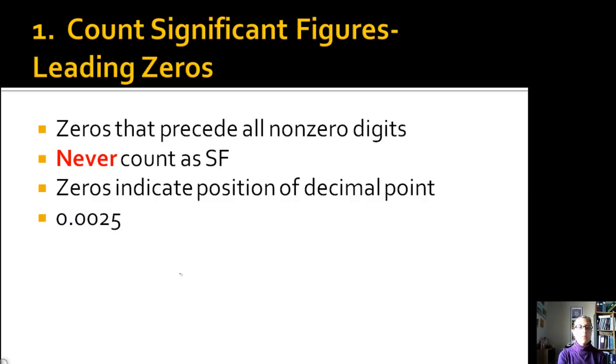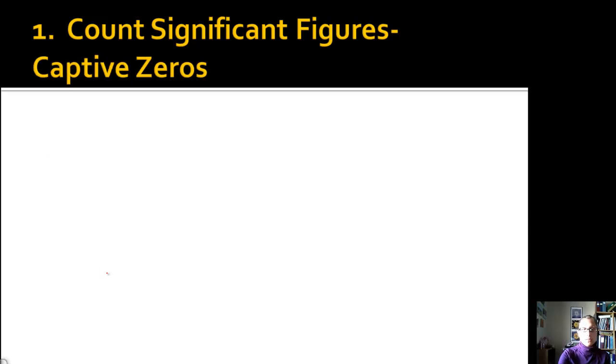So if we have the number 0.0025, these 3 zeros are what we would consider leading zeros because they are all in front of or preceding non-zero digits. And so because they don't count, the only significant figures in this number are the 2 and the 5, and so that gives us 2 significant figures.